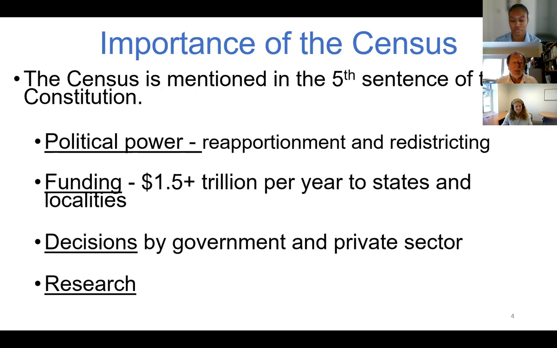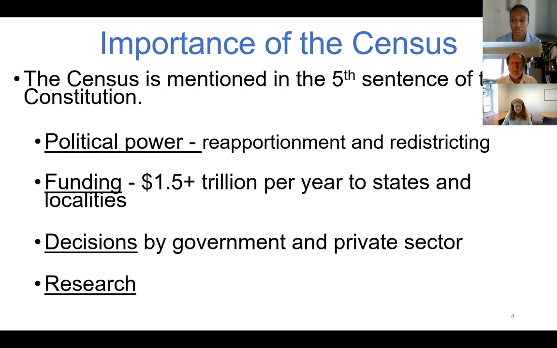$1.5 trillion to states and localities. So states and localities that don't get an accurate count, and get an undercount, don't get their fair share of trillions of dollars. So the use of census data for funding for a 10-year period from now through 2030 is another important use of census data. I'll just put decisions of government in the private sector, of course, it's a lot of decisions that use census data for various things.